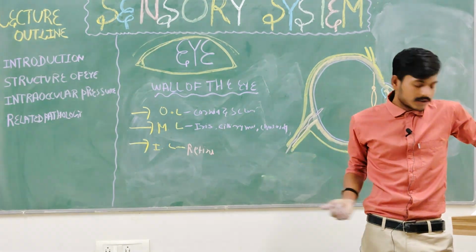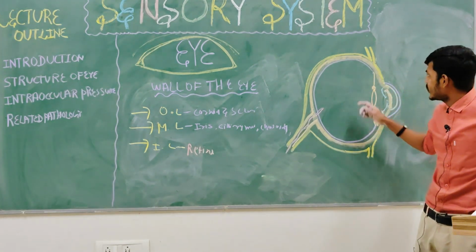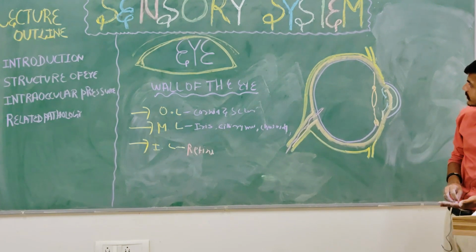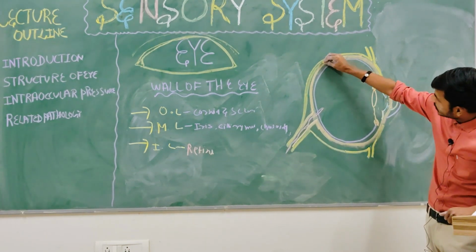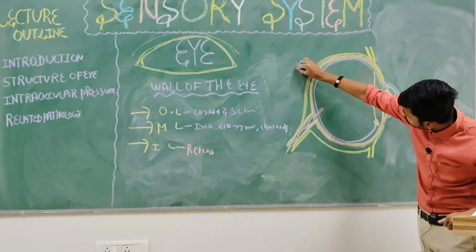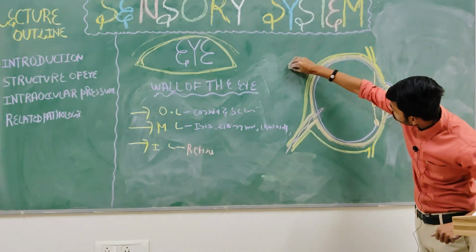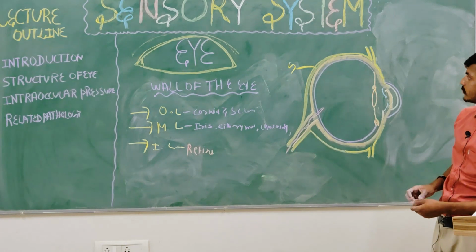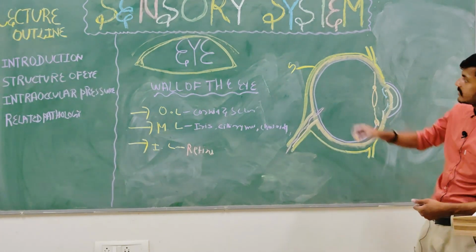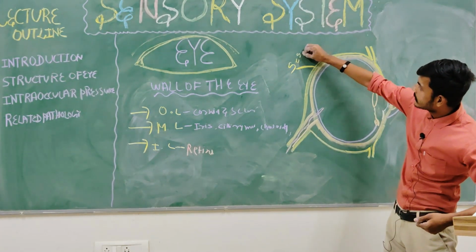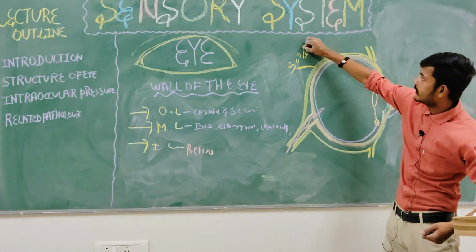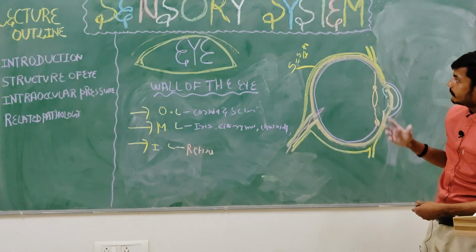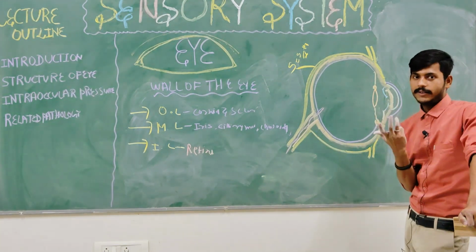Now first, about the sclera. As I told, the sclera is the white portion, and it is present on the posterior side of the eye. This is your sclera. The posterior side consists of 5/6 of the total eyeball. You know that the sclera is white in color.